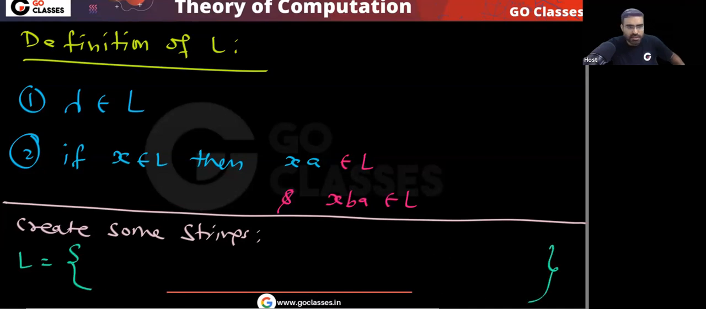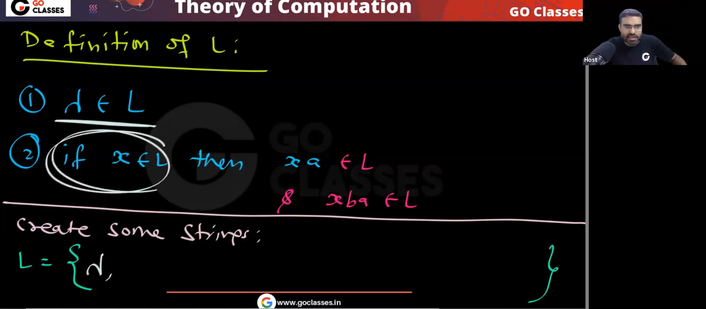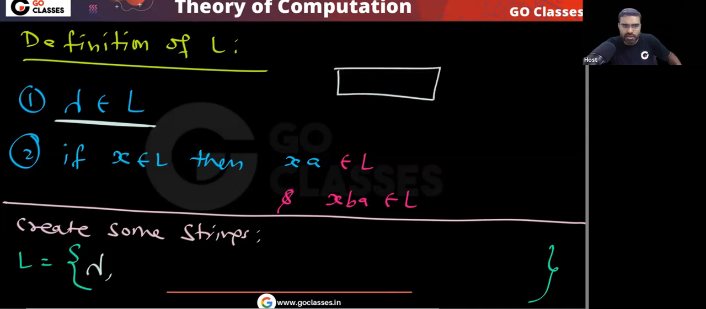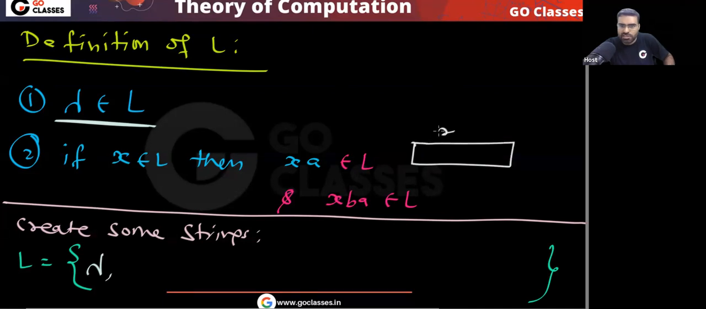Notice one thing, that you can start with the empty string. The empty string is in the language. If the empty string is in the language, then whatever string you have, you can put A at the end, or you can put BA at the end. Please notice, either you can do this, or you can do this.